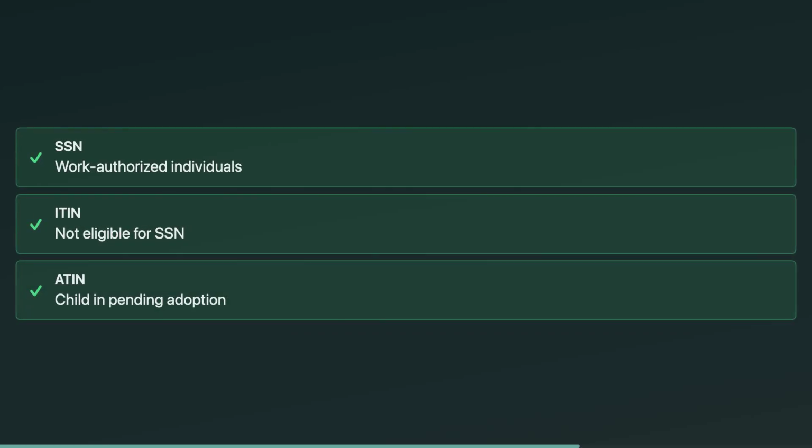TINs are a favorite testing point. The IRS requires a valid TIN for the taxpayer, spouse, and each dependent on the return. The three you'll see are SSNs, ITINs, and ATINs. Generally, U.S. citizens and work-authorized non-citizens can get an SSN. If someone can't get an SSN, they may need an ITIN, and an ATIN is a temporary number for a child in a pending adoption when an SSN can't be obtained yet.